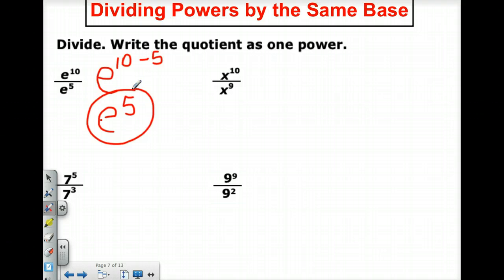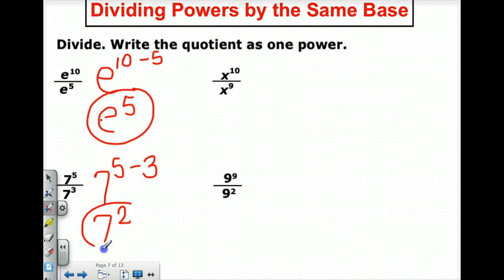Now let's move down. We're going to solve the problem that has 7 as our base. 7 is our base. Exponent, 5 minus 3. Final answer is 7 squared. Now please note, I'm not solving this. I am not writing 49 as my answer. I am writing my quotient as 1 power, so I'm simplifying. Pause the video, try the next 2, and come back and check.